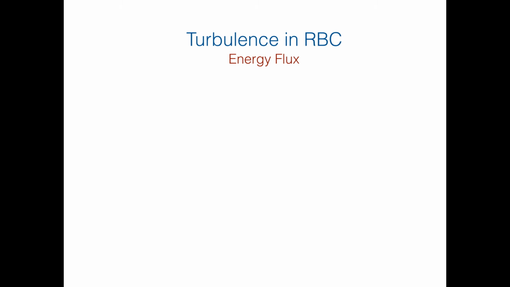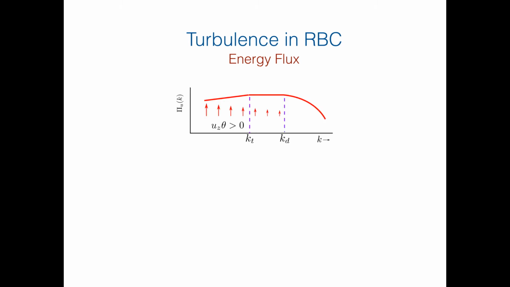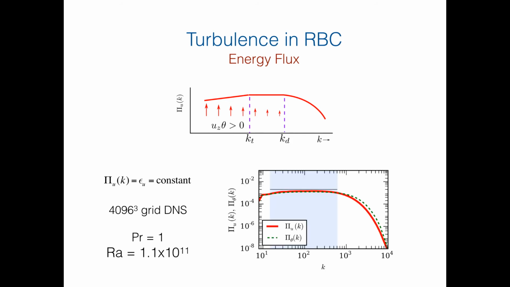Turbulence in RBC has very different phenomenology than stably stratified turbulence. This is because the temperature feeds the kinetic energy, hence the kinetic energy flux does not decrease with k, and we observe constant KE flux. This is seen in high resolution DNS for very high Rayleigh number. Here the KE flux is flat for a considerable wavenumber band.